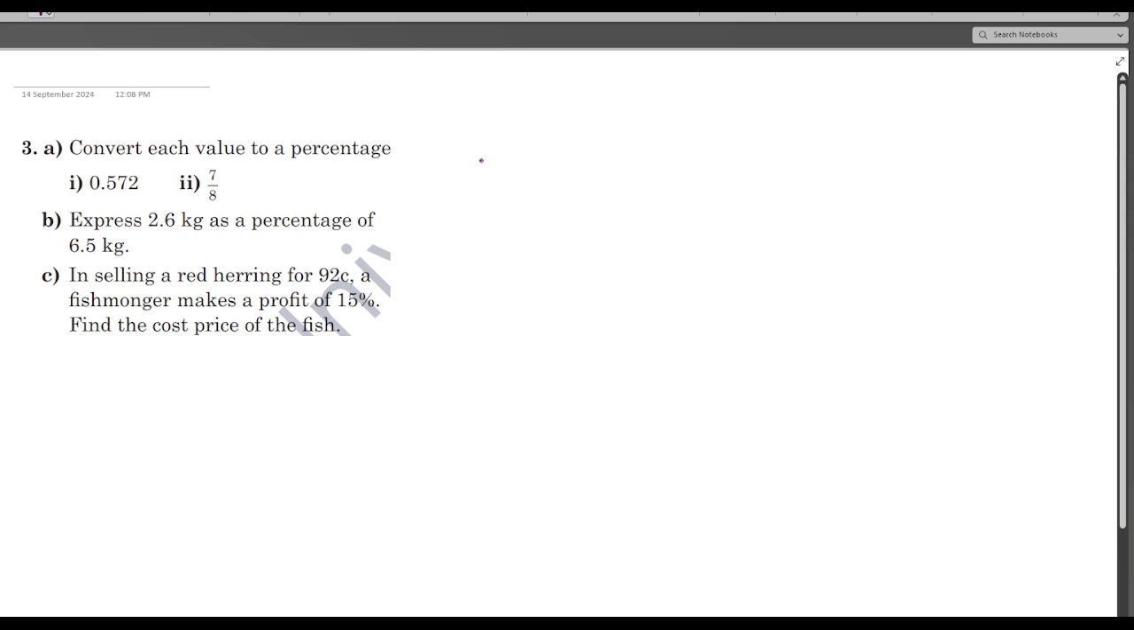So your first question, 0.572. To convert it into a percentage, you simply have to multiply this by 100. If a fraction or decimal is given, you multiply it by 100 and you will get your answer in percentage. So this is 57.2%.